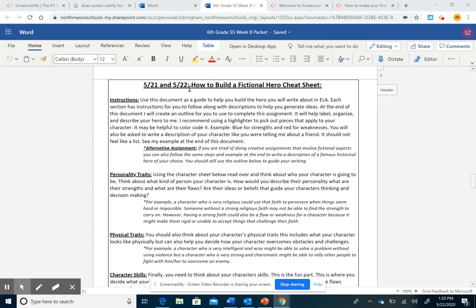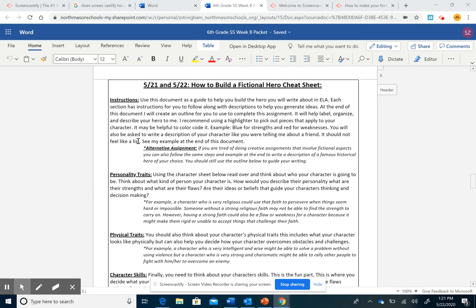The purpose of this video is to show you how to use this Build a Fictional Hero cheat sheet that I created. I know some people have already figured it out, but if you haven't, or just want to see an example, I'm going to show you an example of that right now. The idea of this worksheet is to help you create a backstory for your character.